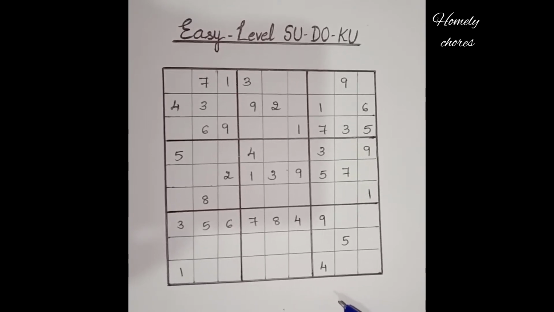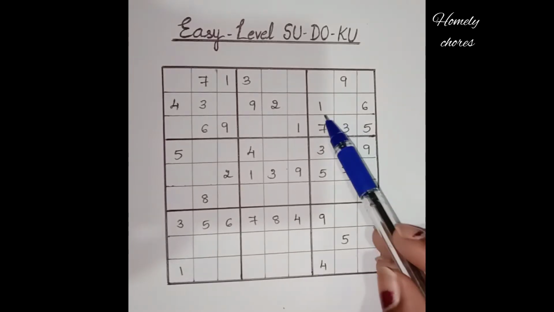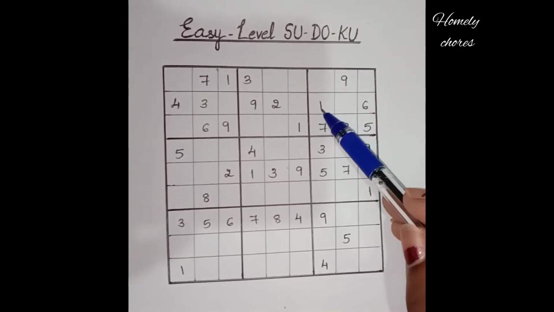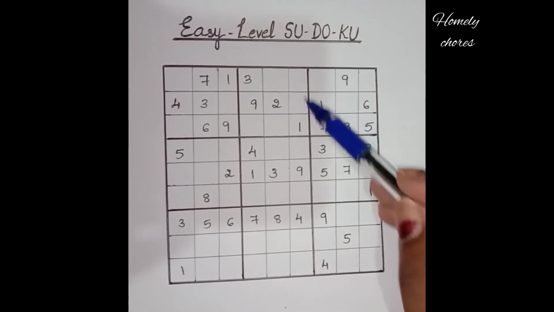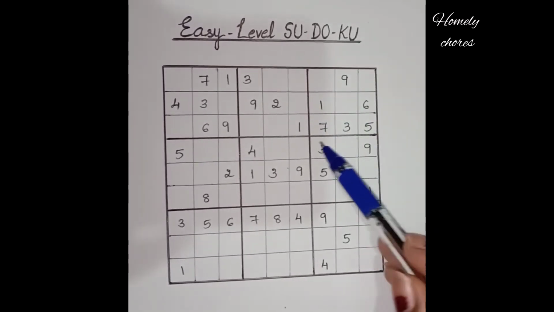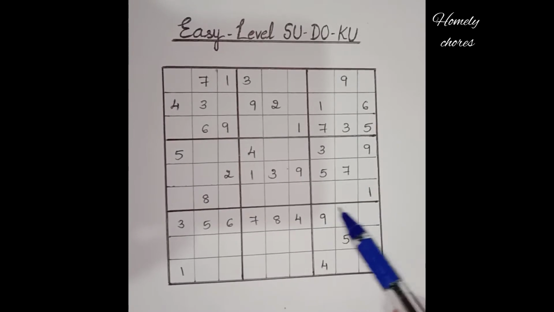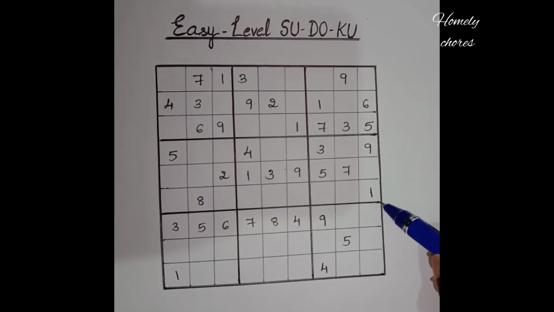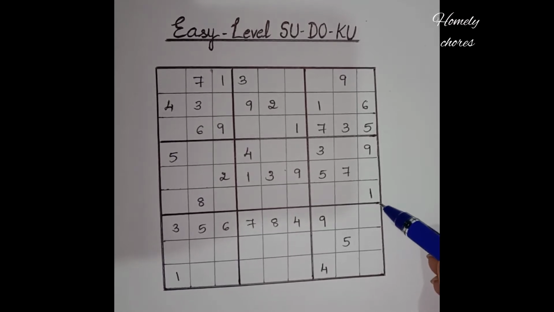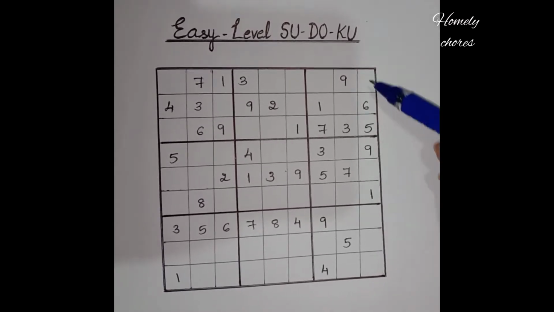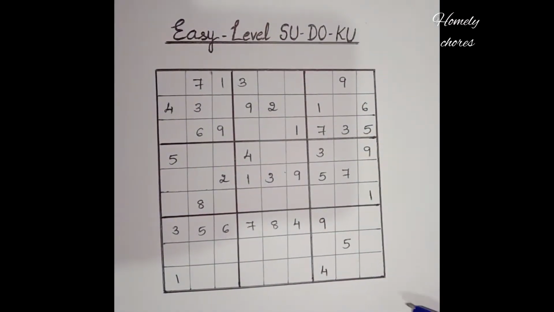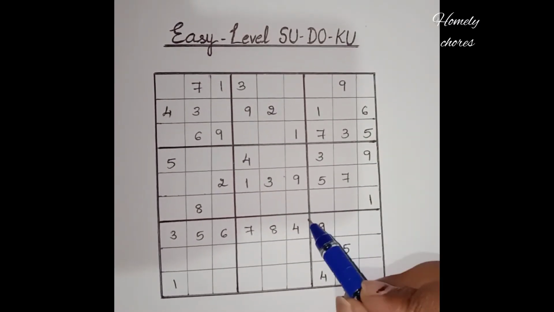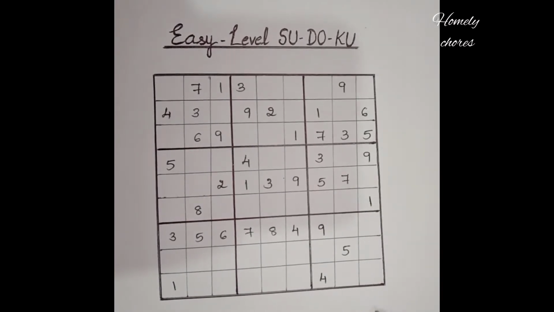Select any number. I am selecting the number 1. We can go consecutively. The number 1 you can see in this thick grid, also in this thick grid, but the number 1 is not present in this thick grid. As I said, the condition is that the number 1 cannot be repeated in this column, right? So you can eliminate these 3 boxes of this thick grid.